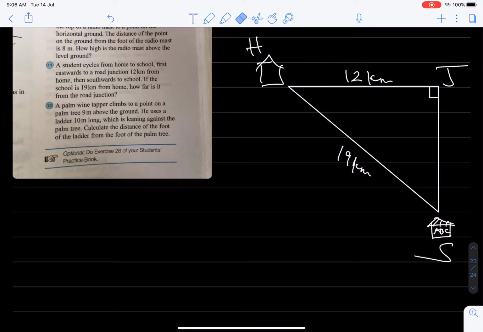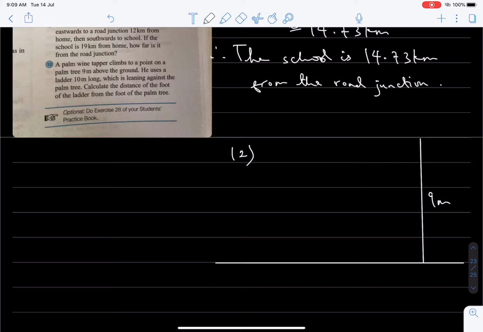Let's bring the question down. Let's see number 12. A palm wine tapper climbs to a point on a palm tree 9 meters above the ground. The palm tree is 9 meters above the ground. Let this be the palm tree, and this is the ground. 9 meters above the ground. He uses a ladder 10 meters long, which is leaning against the palm tree.